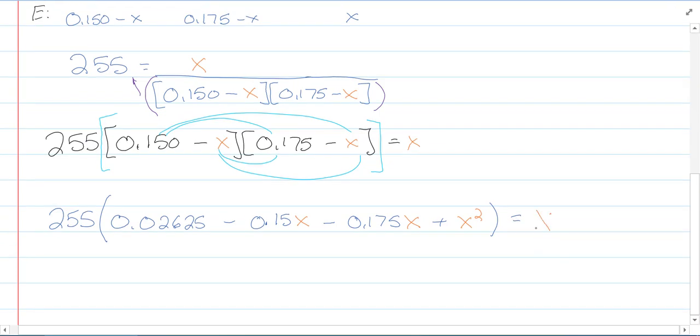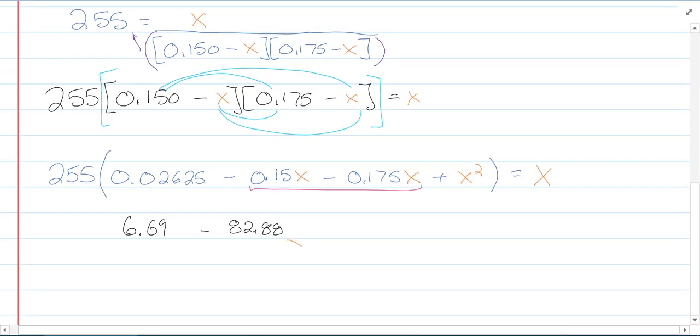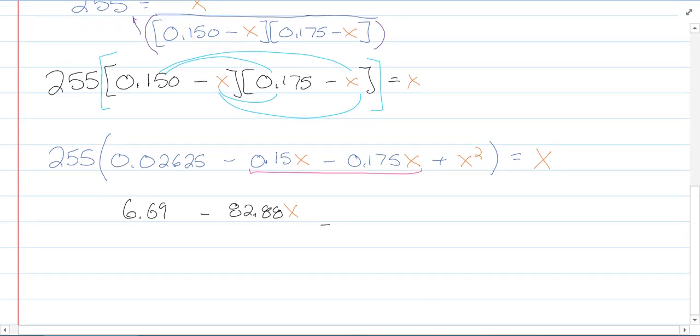Now we have to distribute the 255 to every term. And of course, we're going to add those terms together as well. So I'm going to come up with 6.69 minus 82.88x, plus 255x squared equals x.